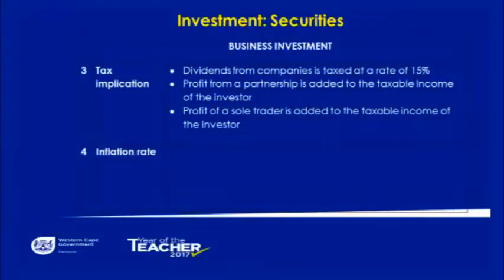The tax implication. Dividends from companies are taxed at a rate of 15%. Profit from a partnership is added to the taxable income of the investor, and profit of a sole trader is added to taxable income of the investor.